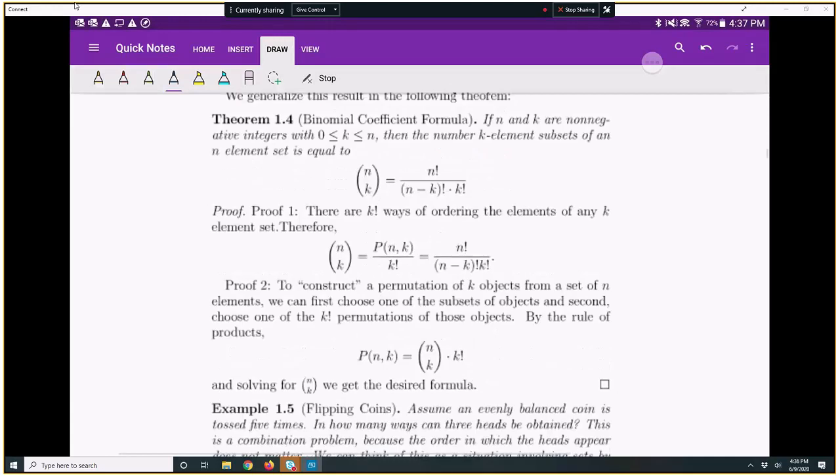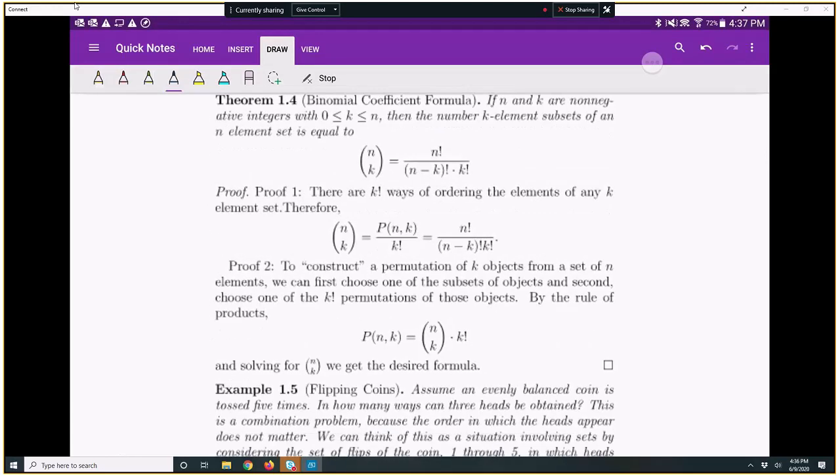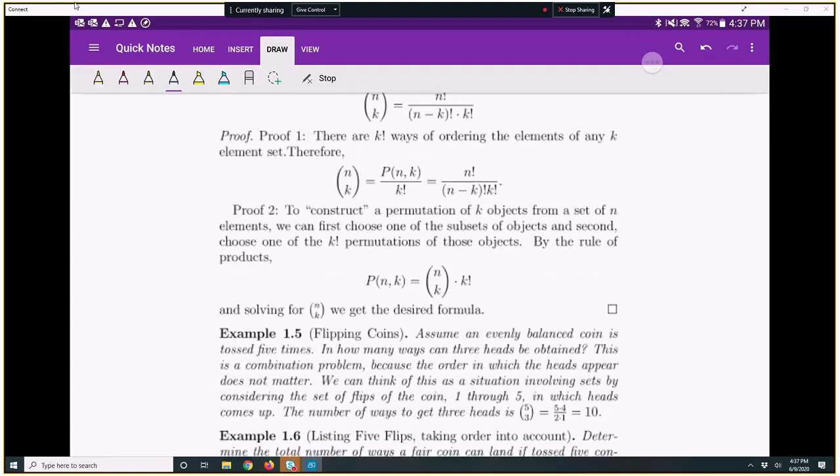So here's the proof. There are k factorial many ways of ordering the elements of any k element set, which we saw above in the example about the 4 element set and the 3 elements taken from it. So n choose k is the number of permutations divided by k factorial, which is n factorial divided by n minus k factorial times k factorial.